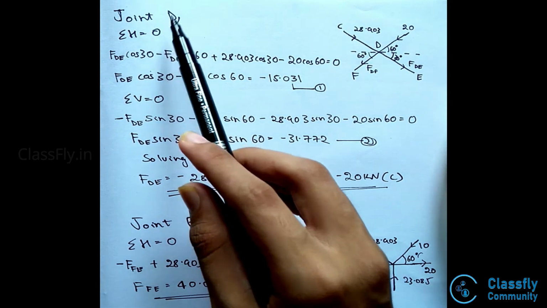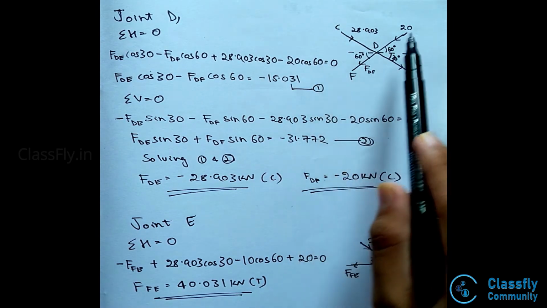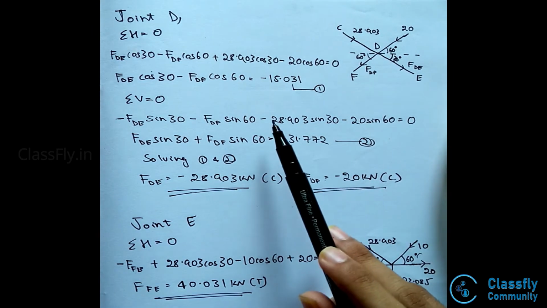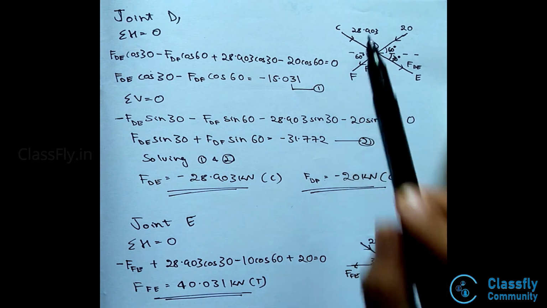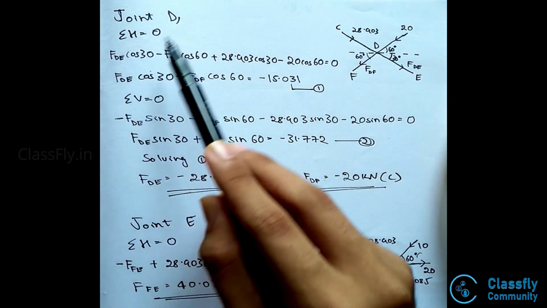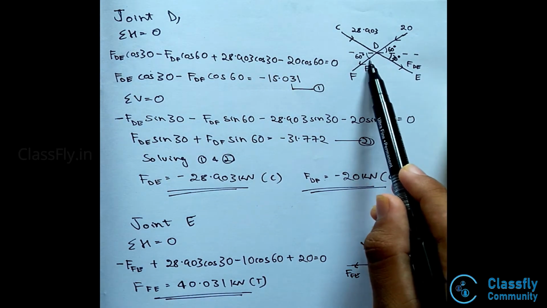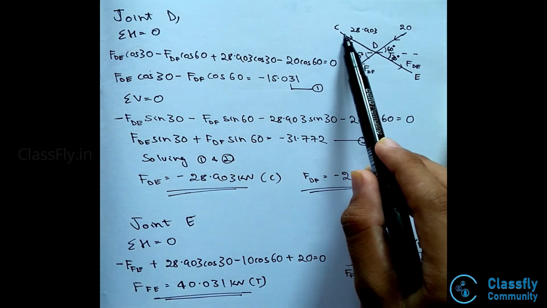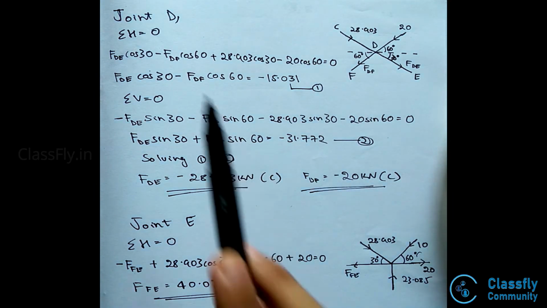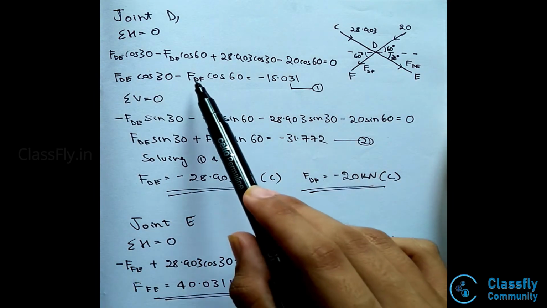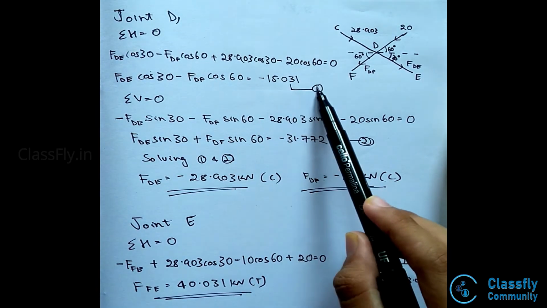Now, consider the joint D. Here, the force FDC that is 28.903, the 20 kilonewton load acting at an angle of 60 degrees, force FDF and force FDE will be acting at this joint. Hence, summation H is equal to 0 implies FDE cos 30 minus FDF cos 60 plus 28.903 cos 30 minus 20 cos 60 will be equal to 0. Hence, we get FDE cos 30 minus FDF cos 60 to be minus 15.031. Name this equation as 1.